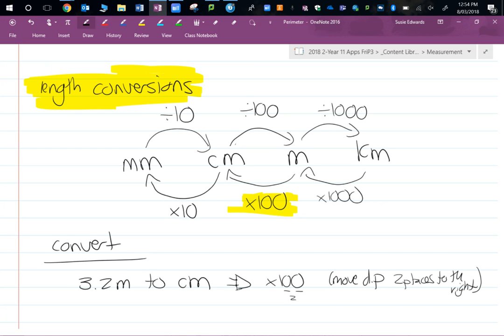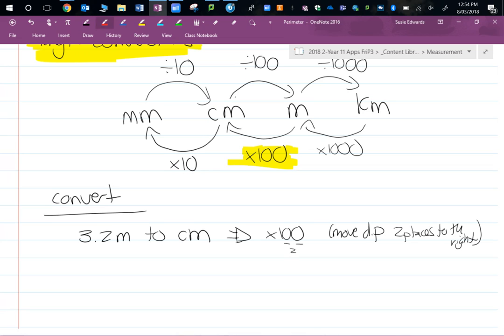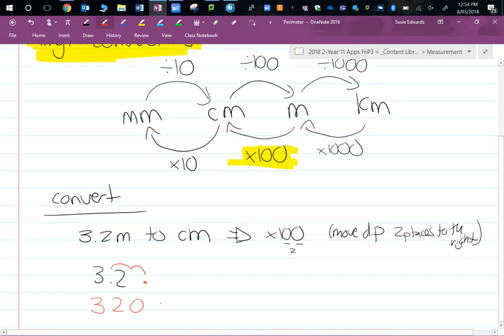So what I mean by 2 decimal places to the right is that we go from 3.2, we go 1, 2. So our decimal place ends up being here instead. And so we end up with 320 centimeters.